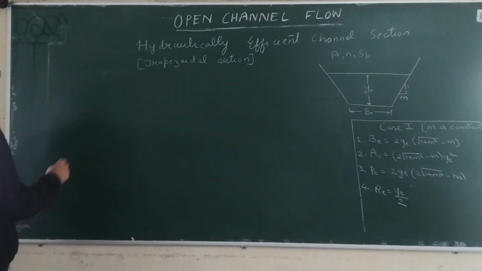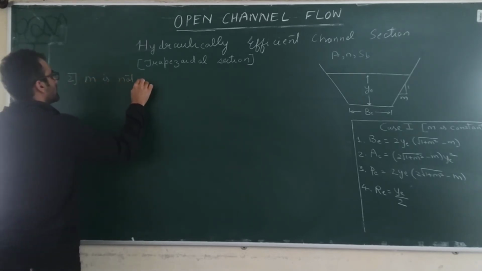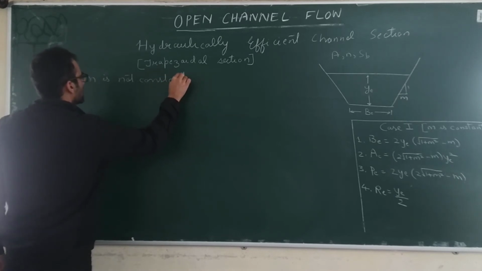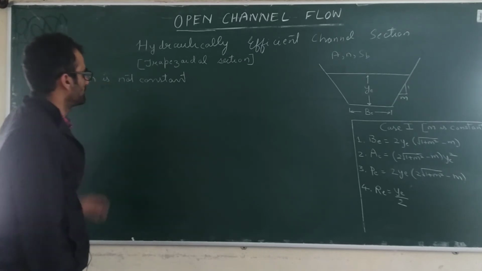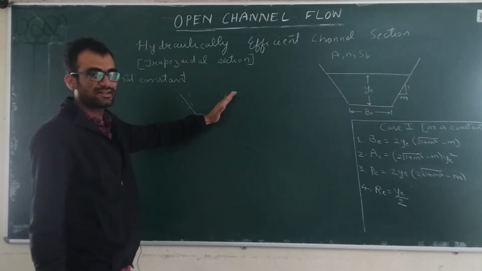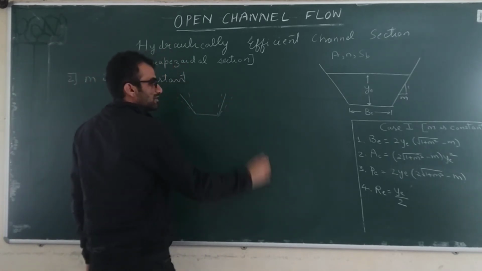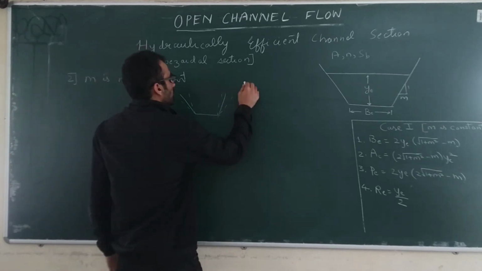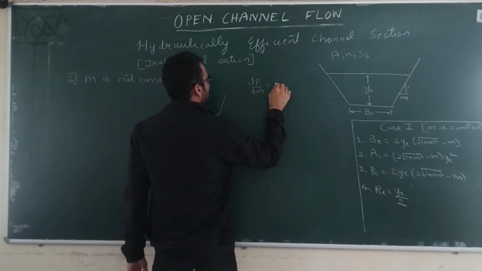In the next case, the second case, m is not constant, it can vary. So basically, if you have the liberty of changing m, suppose this is 1 m, you can take another m like this. If you go on changing the side slope, you will find that for a particular value of side slope, the perimeter will be minimum. So for a particular value, dp by dm will be 0.